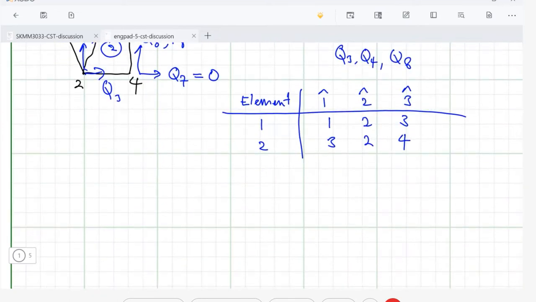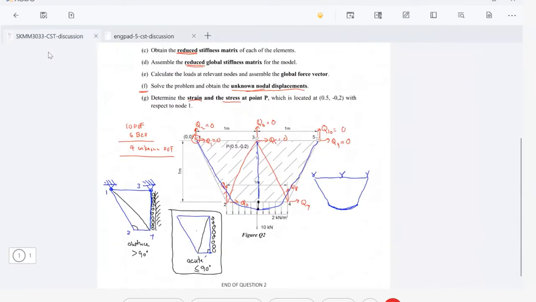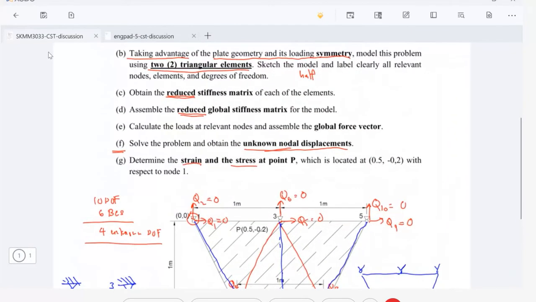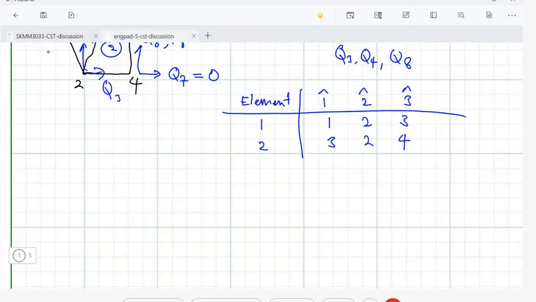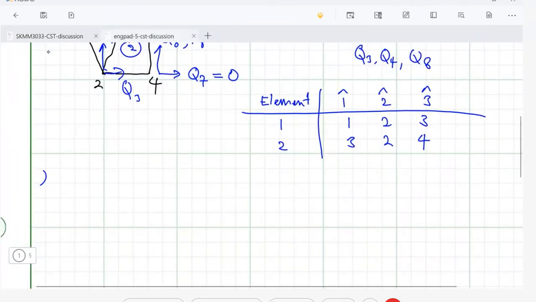Now let's do the next one. Part C is asking us to obtain the reduced stiffness matrix for each of the elements. So before we can do that, remember part A here. Question part C is the reduced element stiffness matrix.